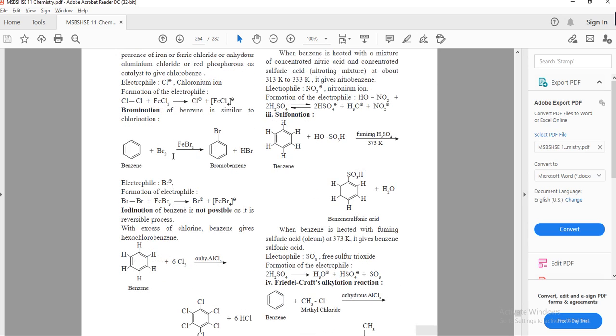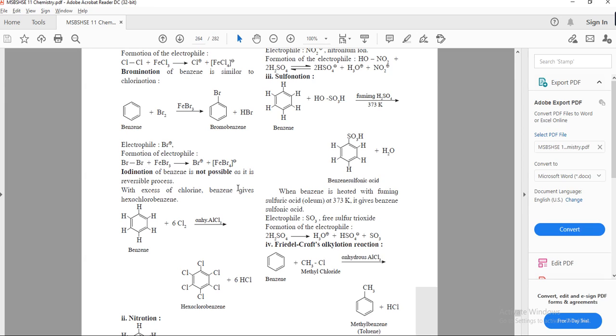Second is the bromination reaction. In bromination, FeBr3 is used to generate the electrophile, or break down Br2. So Br positive electrophile will form, and it attacks the benzene ring. Benzene is a nucleophile in the reaction. It is an electron rich compound.